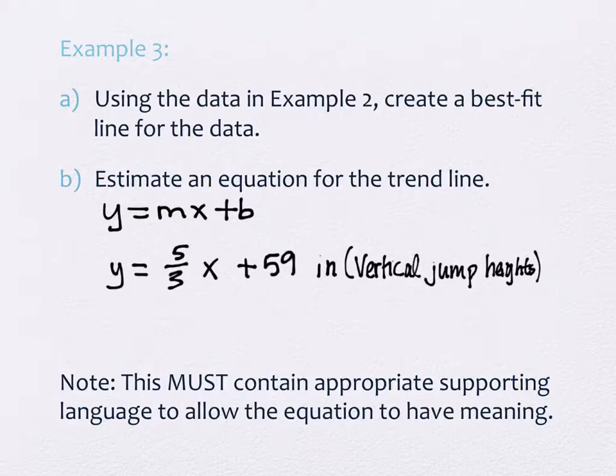Here's the other thing. I need to know what in the world I plug in. Because right now, if we plug in years, I get that. But if I give you the year 2010, was 2010 on my graph? 2010 wasn't on my graph. I only had data go up to 2008, right? So if I want to know, well, what was my expected vertical jump height in 2010, what number are you going to plug in for x?